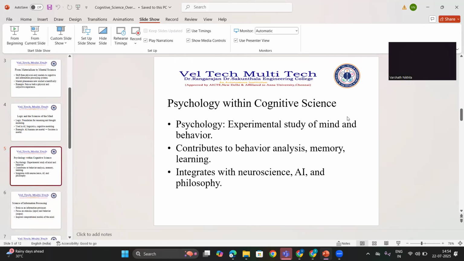Next, we will see psychology within cognitive science. Psychology is the experimental study of mind and behavior. It contributes to behavior analysis, memory, and learning. So, it integrates with neuroscience, AI, and philosophy.